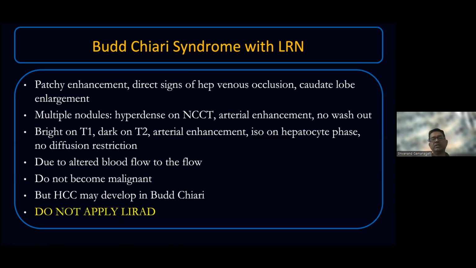This was a question we discussed, whether this is a large regenerative nodule. In Budd-Chiari syndrome, we get two kinds of nodules. One is regenerative nodule, another is HCC. Can we differentiate? Yes, we can differentiate. But we don't apply LI-RADS in Budd-Chiari syndrome. Any nodule, if it is suggestive of an HCC, has to be proven by biopsy. We cannot apply the LI-RADS system for Budd-Chiari.